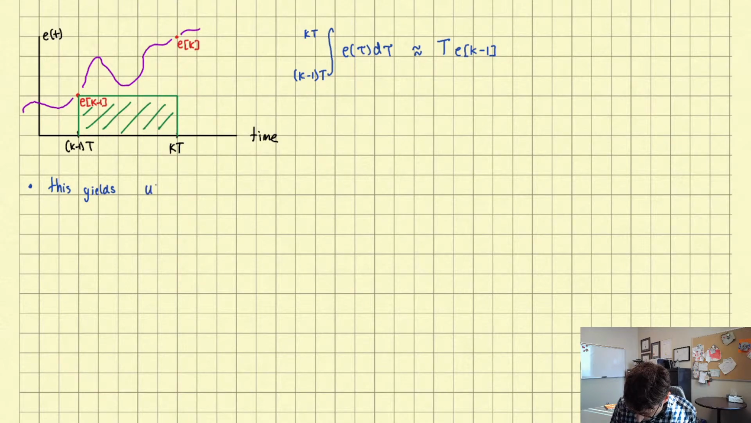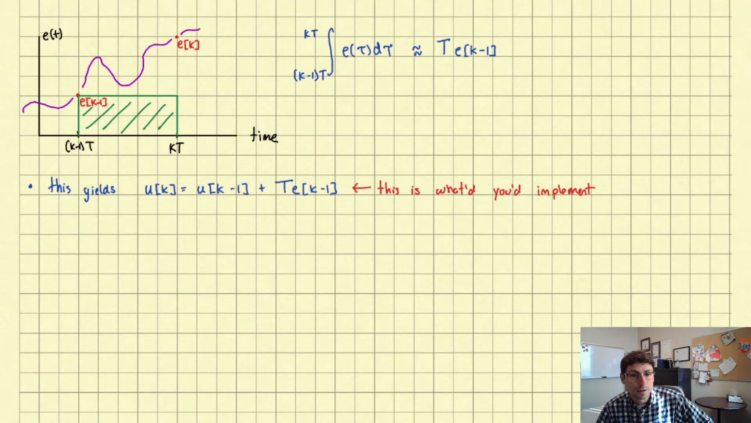U_k is equal to the previous value of the control signal plus T times the previous value of the tracking error. Remember, E is the difference between R and Y, the reference and the measured output. Okay? And so I'll just mention here, and we'll talk more about this as we go through, but this is the thing that you implement.